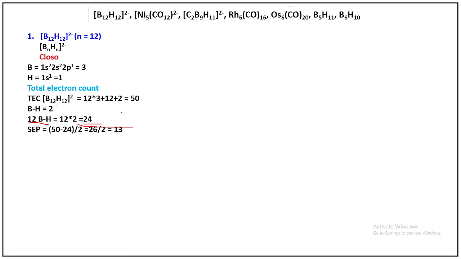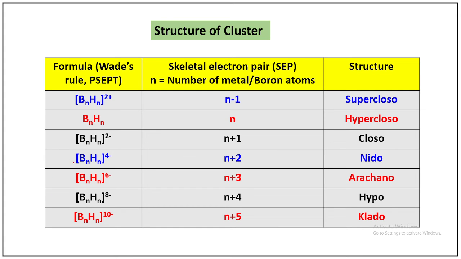Total there are 50 electrons. 24 electrons are participating in formation of BH bond, and the remaining electrons will participate in the cluster formation. So 50 minus 24, that equals 26 electrons will participate in the cluster formation. 26 by 2 equals 13 will give the skeletal electron pairs. This falls under the n plus 1 category, because what is n here? n is 12. 12 plus 1 will give 13, and 13 means it is closo. This is there in here. See, BnHn 2 minus, n plus 1, closo.